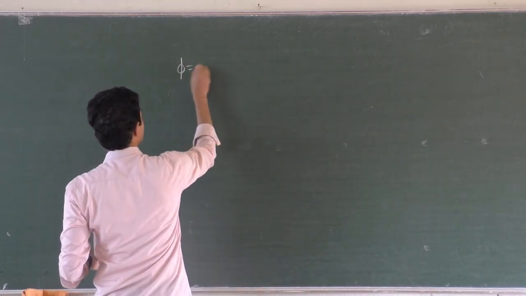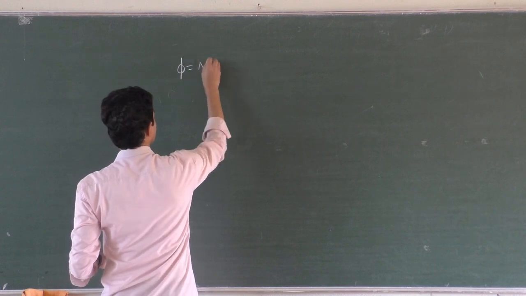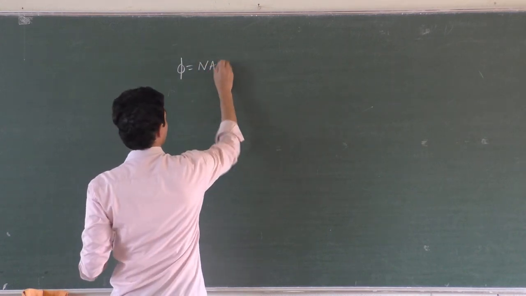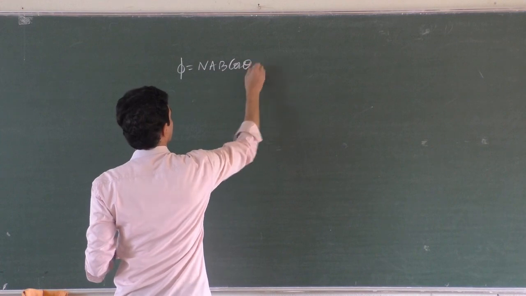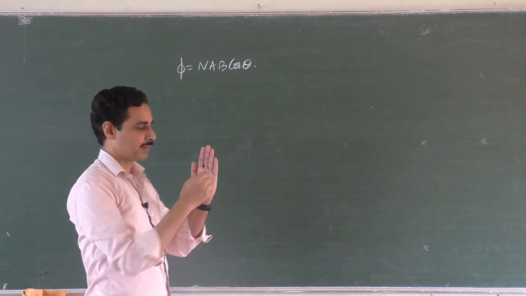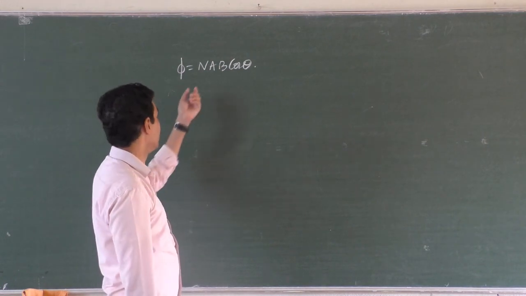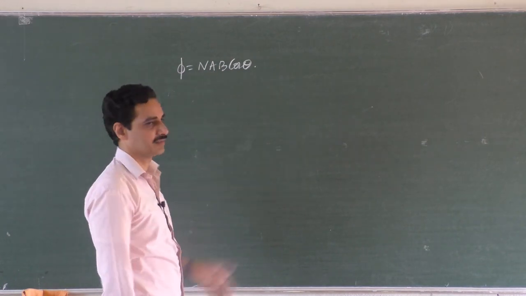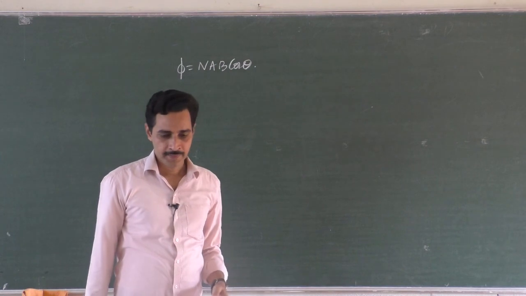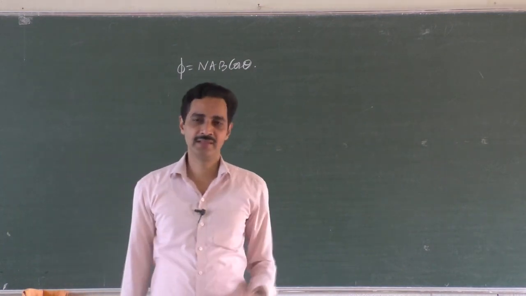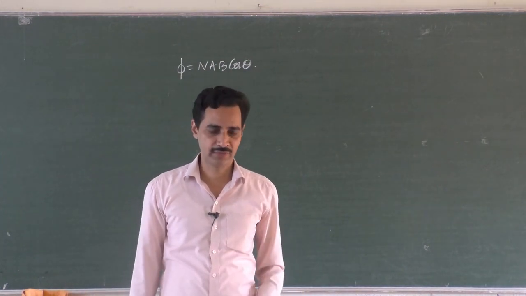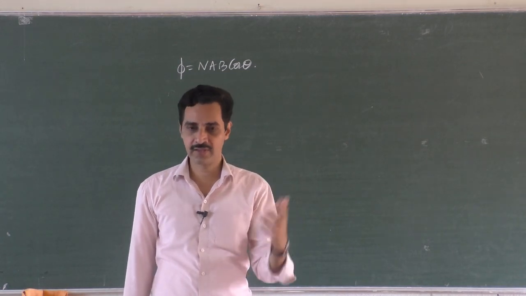Change in flux can be brought about in many ways because the flux linked with any coil is NAB cos theta, right? Theta is the angle between the normal to the coil and the magnetic field. Theta may be any angle, and there are the number of turns, the area of the coil, and the strength of the magnetic field. Whenever there is a change in the flux linked to the coil, it induces an EMF in the coil. Now we will look into that in a different way.